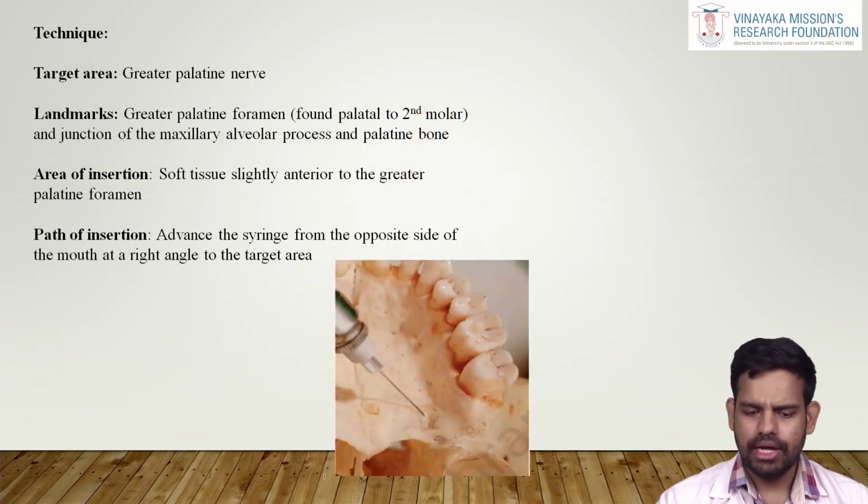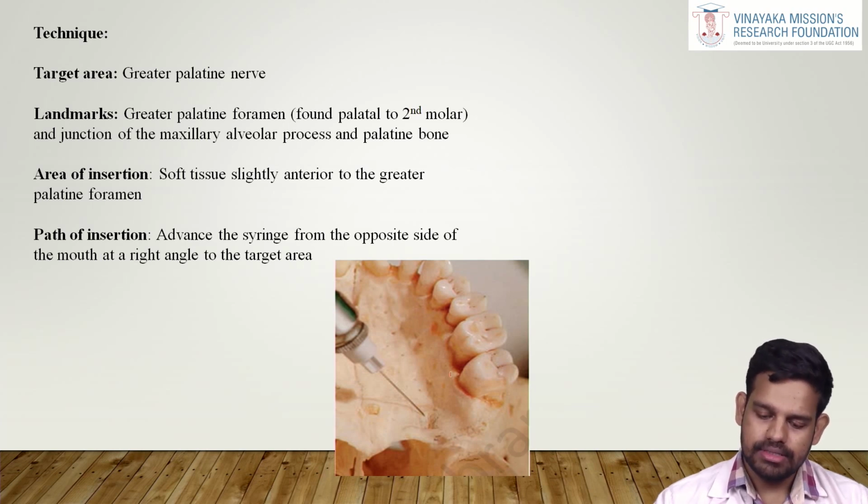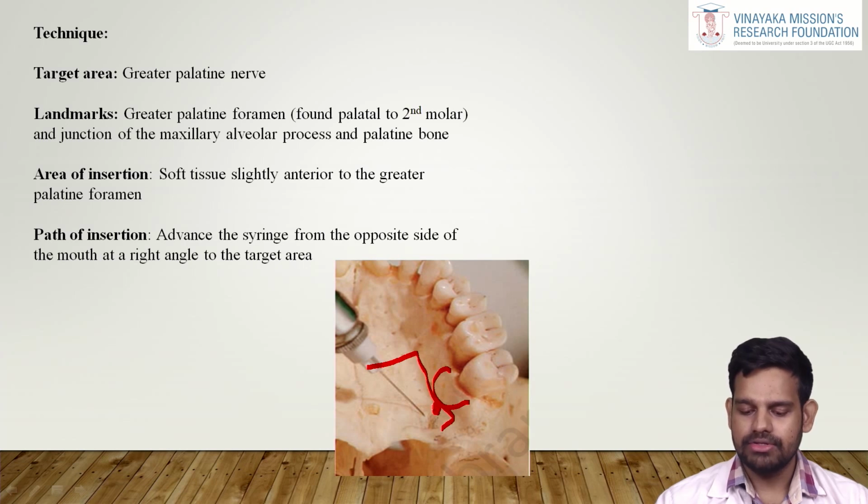This technique involves the target area of the greater palatine nerve, and the landmark is the greater palatine foramen, found palatal to the second molar at the junction of the maxillary alveolar process and the palatine bone. So this is the maxillary alveolar process till here, and this is the palatal bone, this area. So it is situated at the junction. Exactly here the greater palatine foramen is situated, through which the greater palatine nerve comes out and supplies the molar and premolar area. The area of insertion is soft tissue slightly anterior to the greater palatine foramen, and the path of insertion is to advance the syringe from the opposite side of the mouth at right angle to the target area.